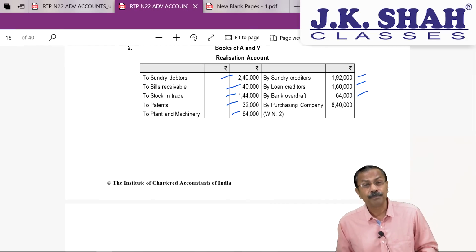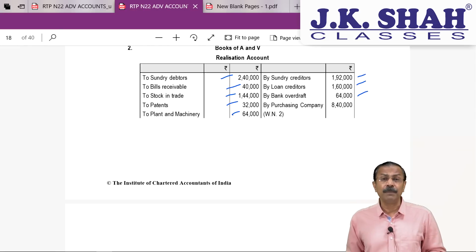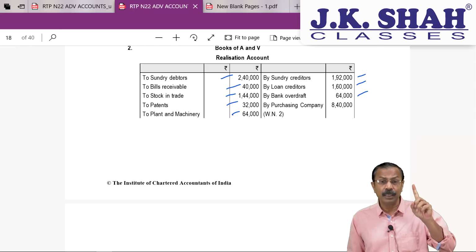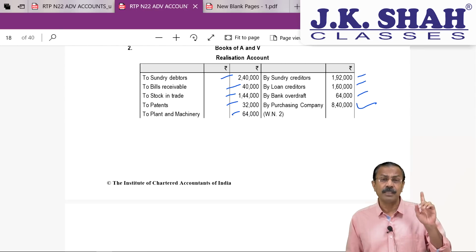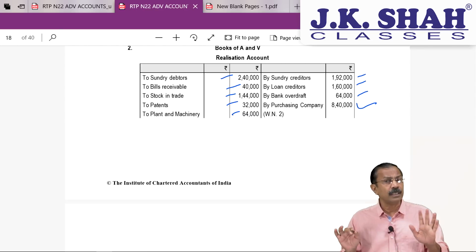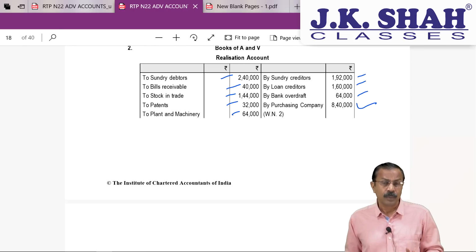First step is over. Record and receive PC. PC is 840. Entry for recording PC will be purchasing company account debit to realization 840. And how did you receive this amount? Only in the form of equity shares. So equity shares in purchasing company to purchasing company account, which gets closed. Third step that we do is dispose of assets and liabilities not taken over. Everything is taken over, so that step doesn't come. Expenses not given. There's no partner's loan.